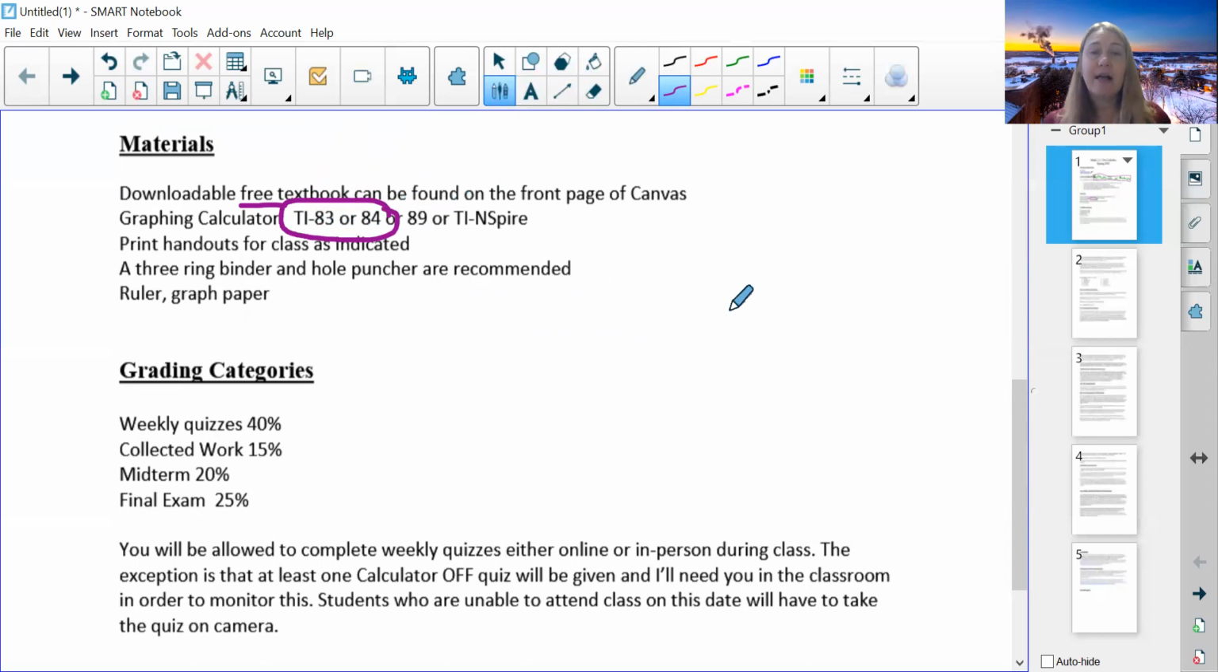If you don't have a calculator, or your calculator from high school got lost or died, you could make use of the free calculator software at desmos.com. I had a couple students use that last semester. So desmos.com and then /calculator, there is a free graphing calculator that you could use for this course.